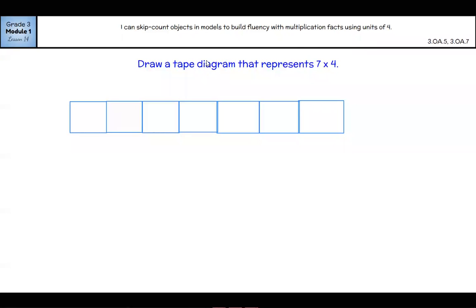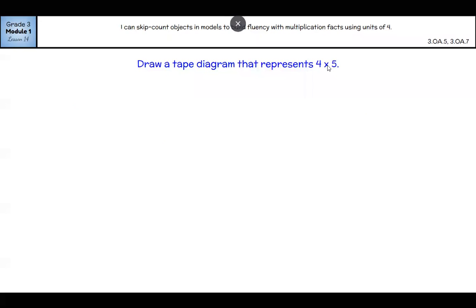I think I'll stamp 4 stars in each one. You could use circles if you had them, or just O's on the keyboard and group them up. You could do this on paper and send me a picture if you're doing this virtually. So there's 1 4, 2 4s, 3 4s, 4 4s, 5 4s, 6 4s, and 7 4s. That is what we call a tape diagram that represents or shows 7 times 4, or 7 groups of 4.